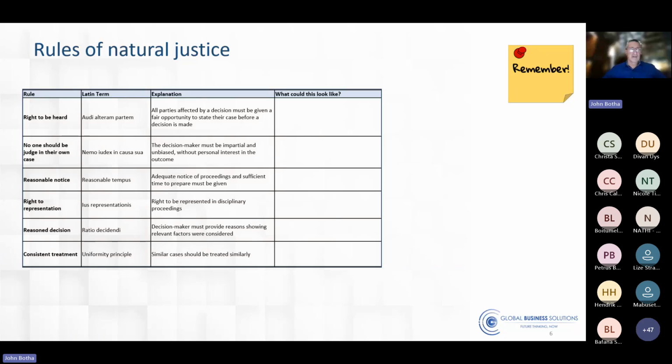You see, that's an example of how you can still comply with the Audi rule, but not necessarily go through all of the rigmarole. What about this one? No one should be the judge in their own case. You know, the rules of natural justice, nemo iudex causa sua, says that you can't be the complainant and the chairperson, especially in a disciplinary potential dismissal.